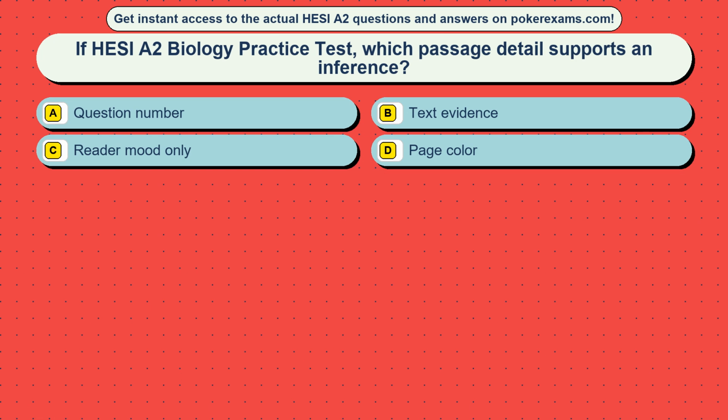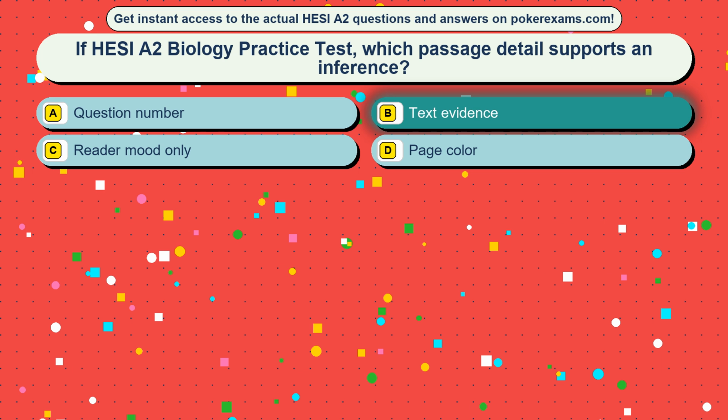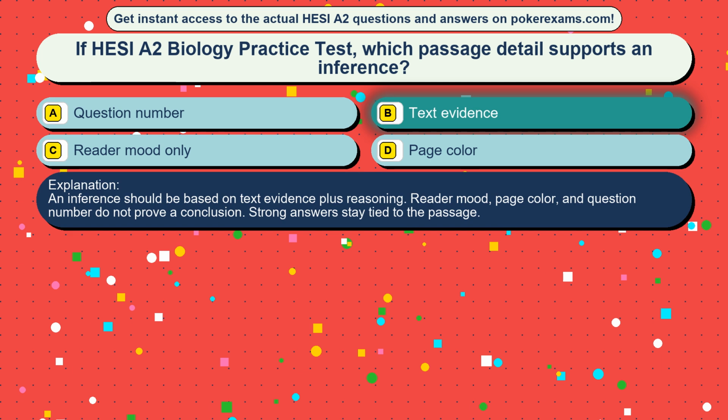Question 20. If HESI A2 Biology Practice Test, which passage detail supports an inference? Option A, question number. Option B, text evidence. Option C, reader mood only. Option D, page color. The correct answer is option B, text evidence. An inference should be based on text evidence plus reasoning. Reader mood, page color, and question number do not prove a conclusion. Strong answers stay tied to the passage.